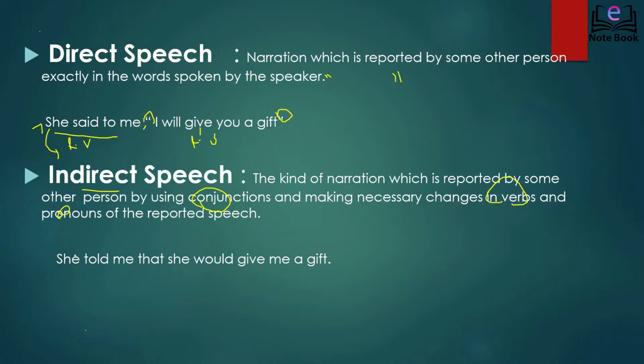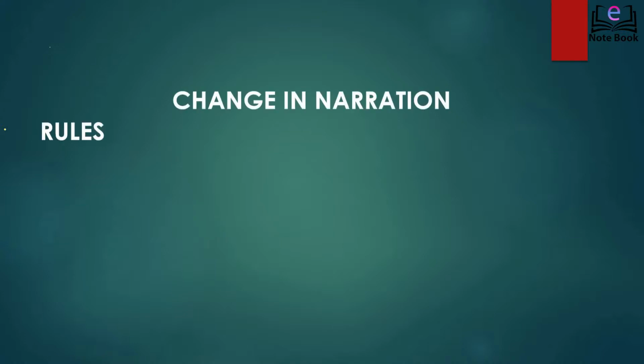What are the changes? Please note down that in indirect speech we don't have inverted commas and there is no comma as well. Also, the reporting verb that is said to me has been changed to told me. And if you note down, there are changes in the pronouns as well. I becomes she. Now, to learn this, we have a few rules. So, let us start with the rules.